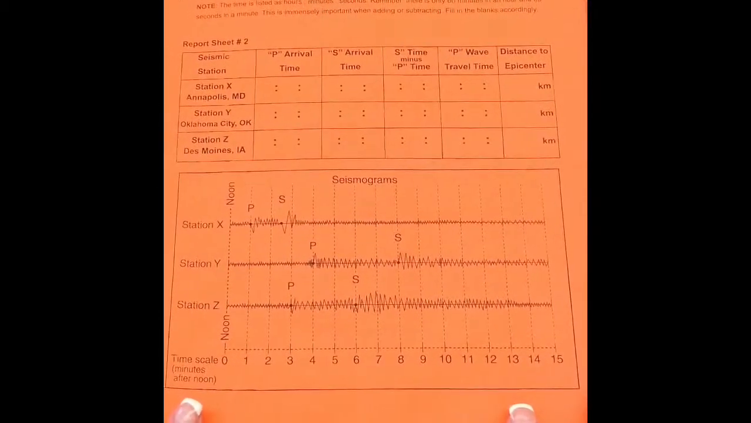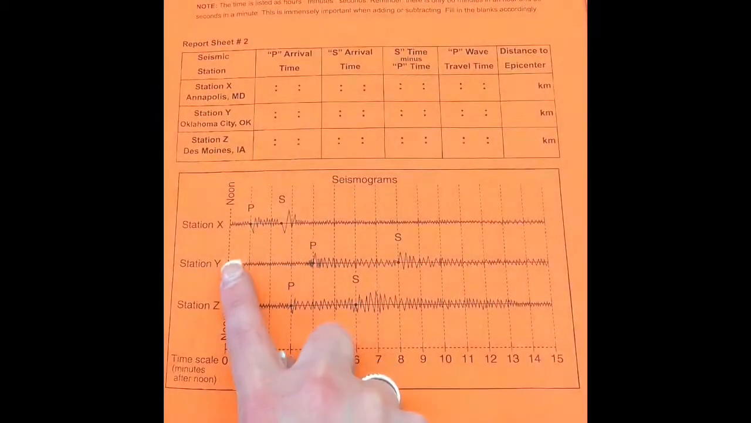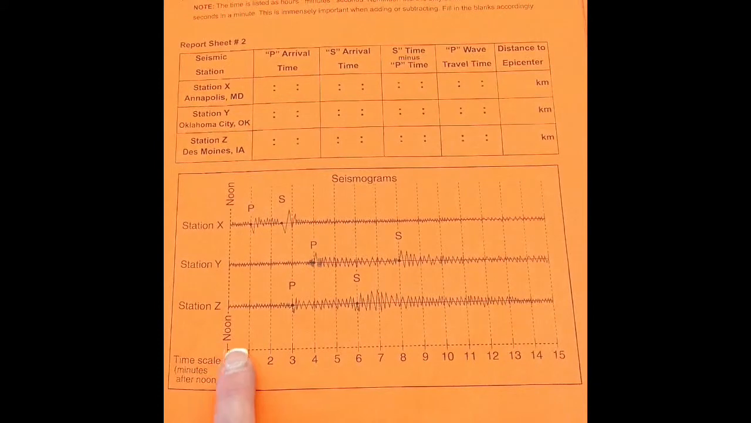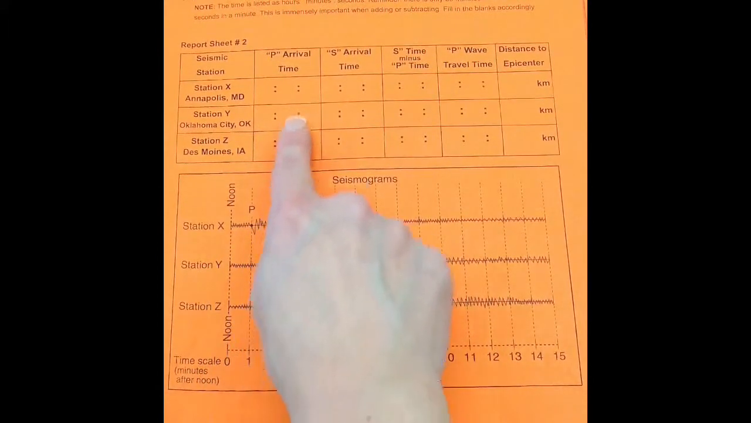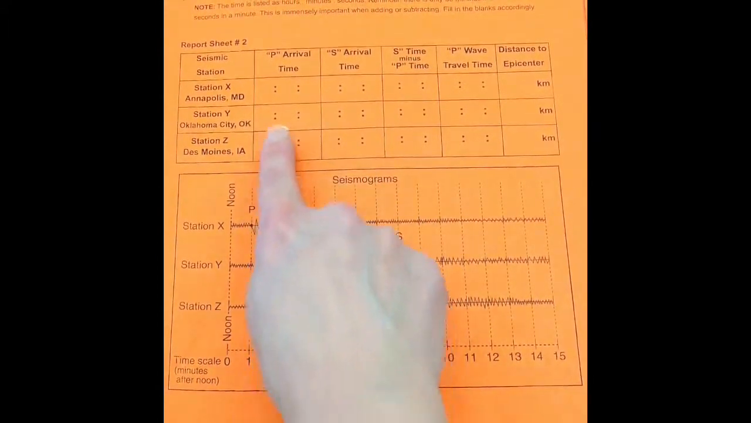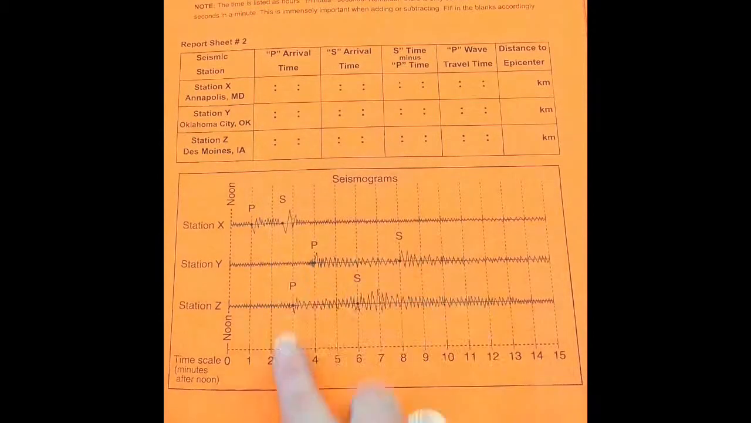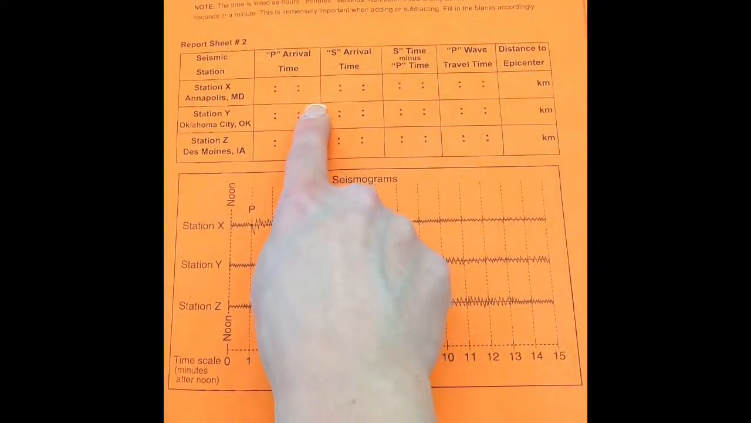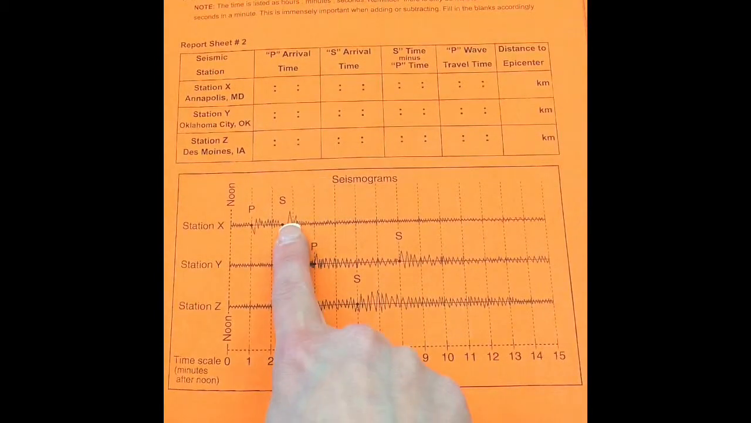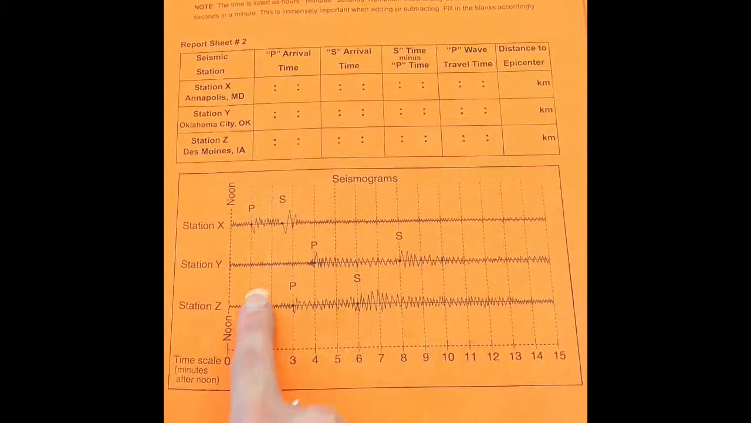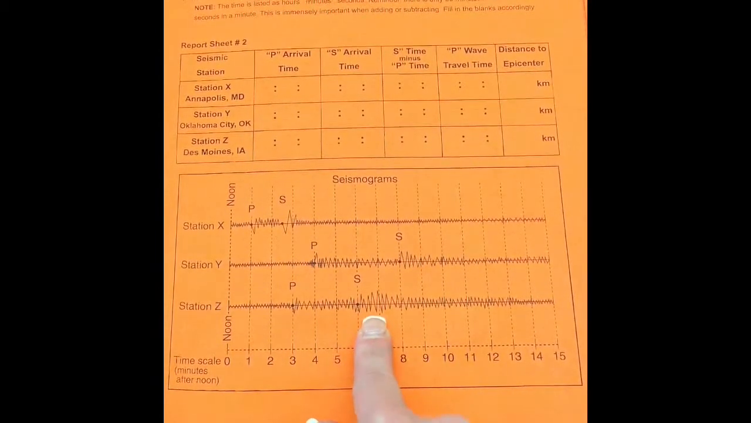Okay, you will be looking at seismograms X, Y, and Z. Please note that this is noon, so these are minutes after noon. So for station X, the P wave arrival time, you should get 12 hours because it's noon, 1 minute, and then it's right on the minute, so it's 0 seconds. Your S wave, then you would get right there. You're going to do the same for Y and Z off of this seismogram.